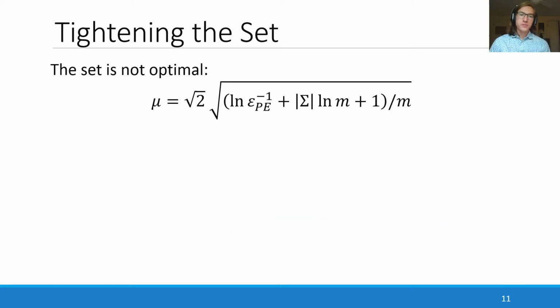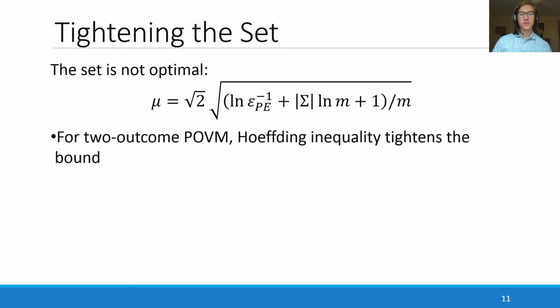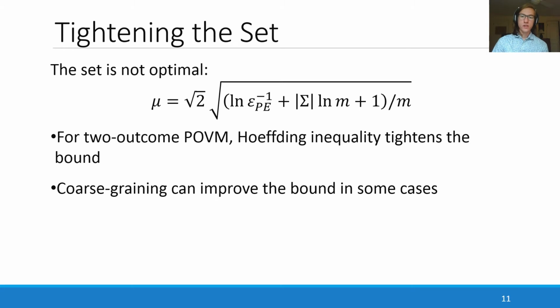However, there is an issue. This set is not optimal because of this choice of mu. There are a couple ways to see this. The first one is, instead of using the law of large numbers, if you have a two-outcome POVM, you could just tighten mu by using the Hoeffding inequality instead. Perhaps more fundamentally, it suggests that coarse graining can improve the finite key rate in some cases.